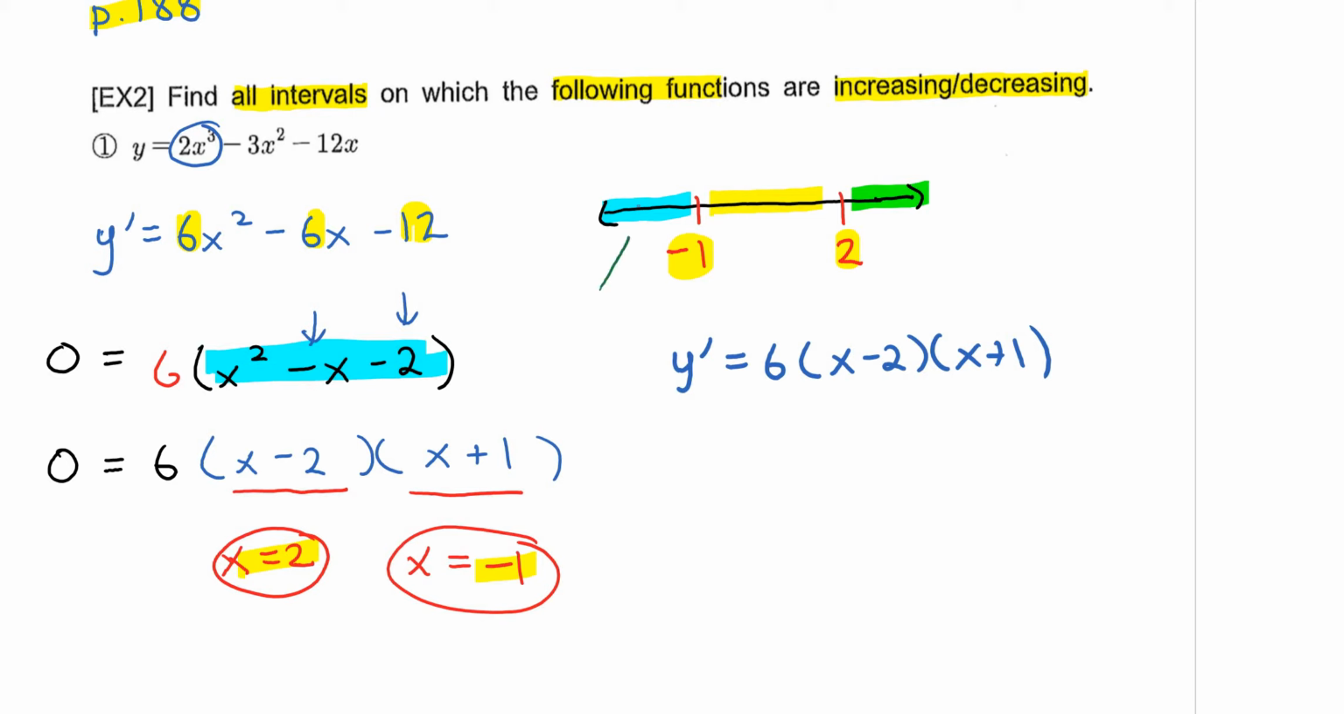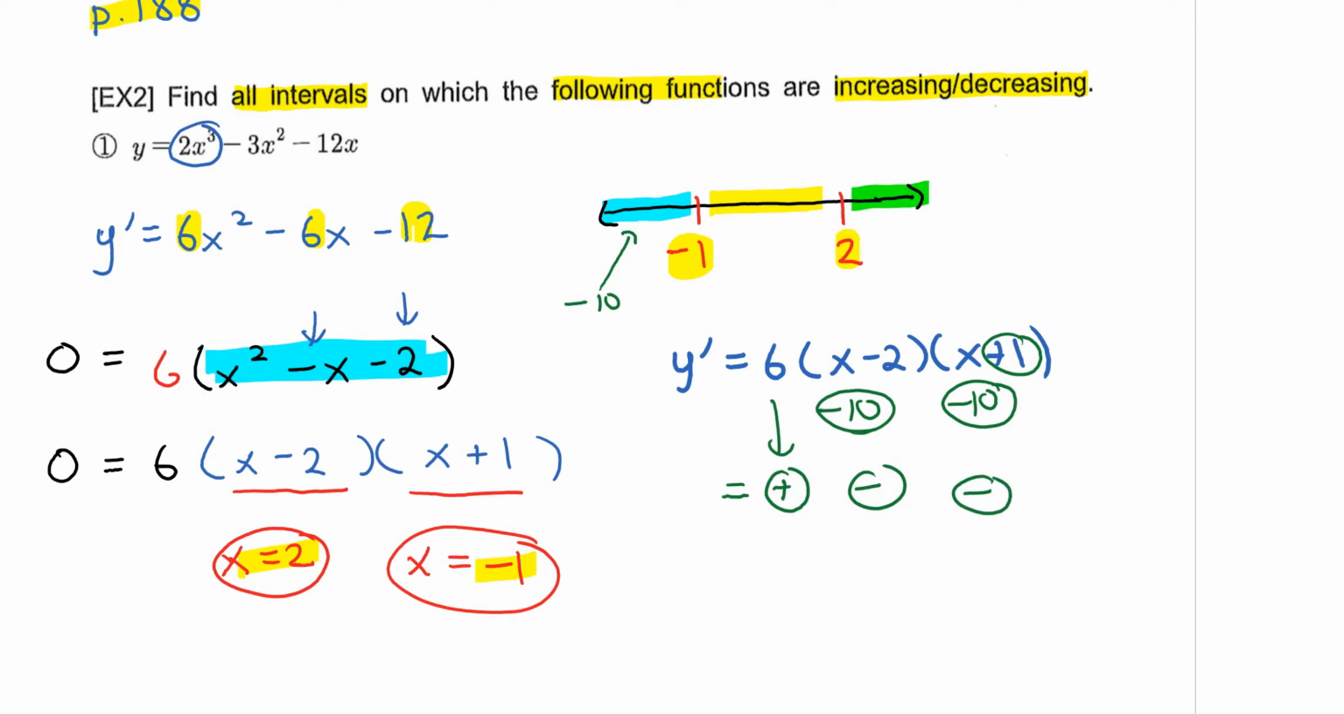So if I'm in this blue region right here, I can pick a number like -10. -10 is definitely in that blue region. If I plug -10 back into my derivative, you'll notice that the 6 is positive, -10 minus 2 is going to be negative, and -10 plus 1 is going to be negative. So if you think about this, positive times a negative times a negative will give you a positive result. So this whole blue interval is going to be positive. Okay, let me just erase that, and erase this stuff now.